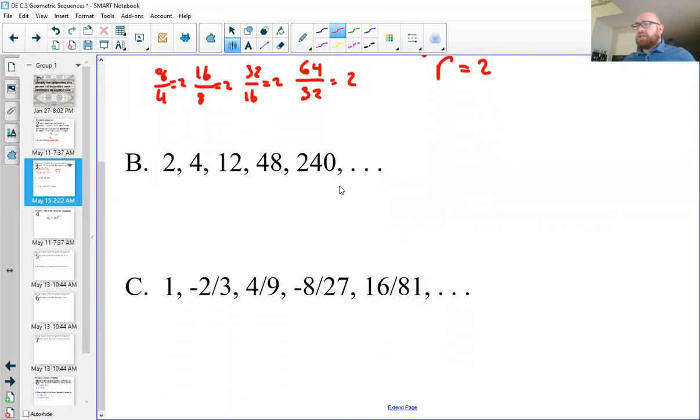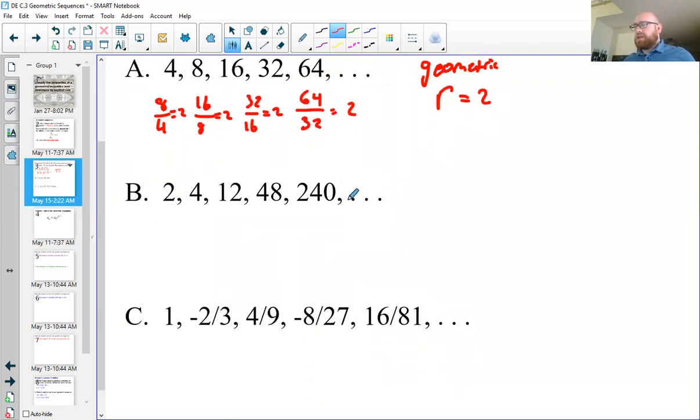So let's look at the second one. I can have all three of these on the screen at the same time. To go from 2 to 4, we multiply by 2. But then when you go from 4 to 12, notice that we multiply by 3. So this one is not geometric. It has no common ratio, and we're able to conclude that immediately after this multiplication factor differs from one to the other.